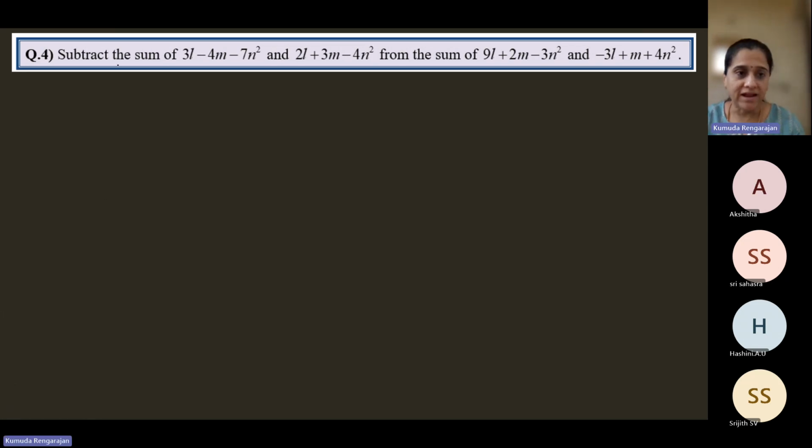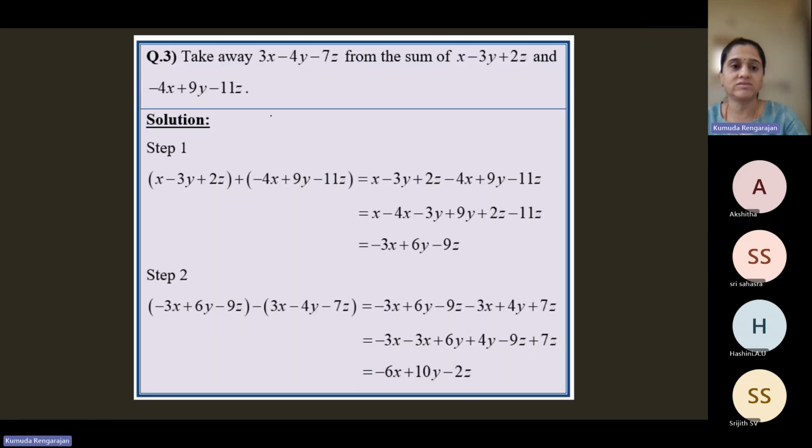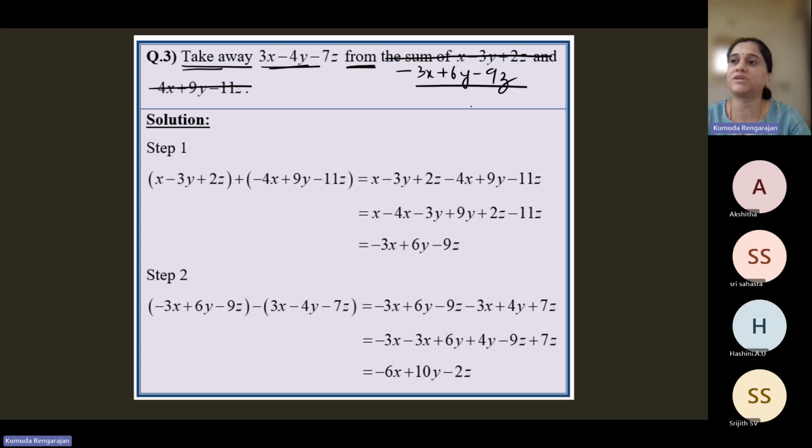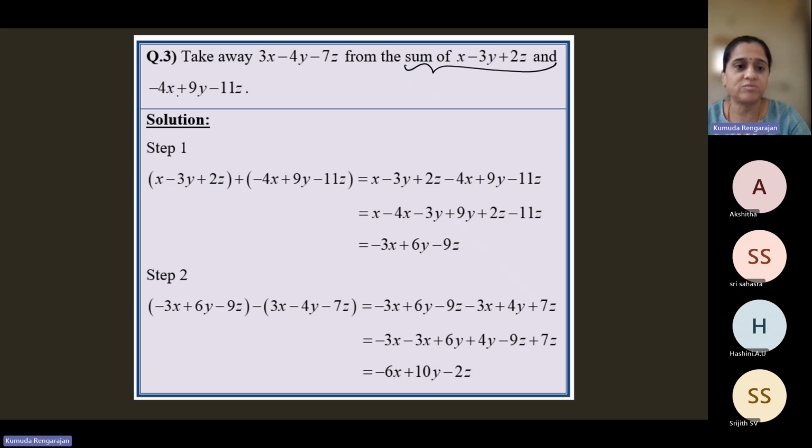Look at this. Subtract. See here. Take away this expression from the sum of this and this, right? So from what is the sum of these two expressions? Minus 3x plus 6y minus 9z, correct? So now read the question. Take away this expression from this expression. See what is the sum of these two expressions we got? The sum of these two expressions is minus 3x plus 6y minus 9z.